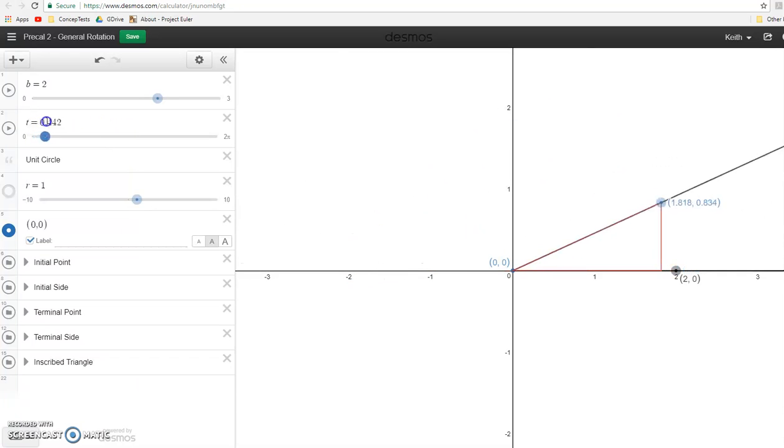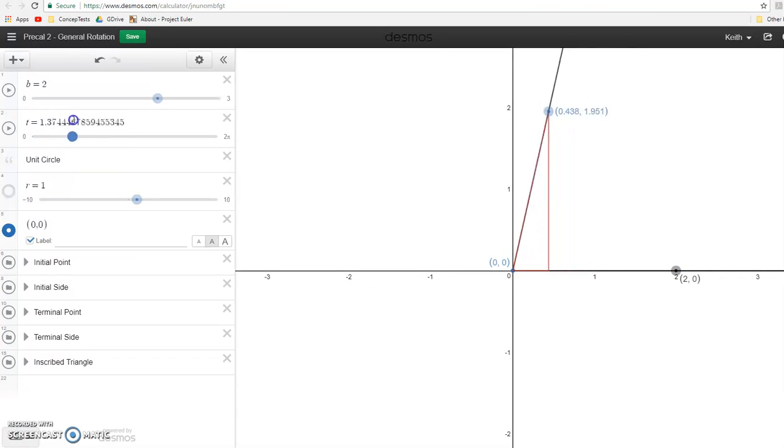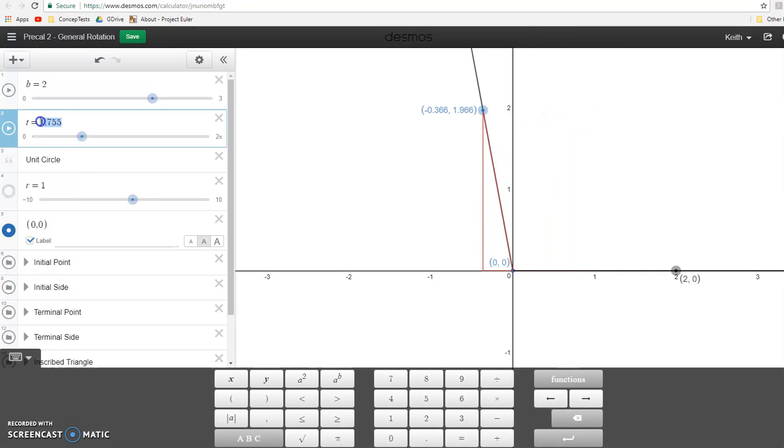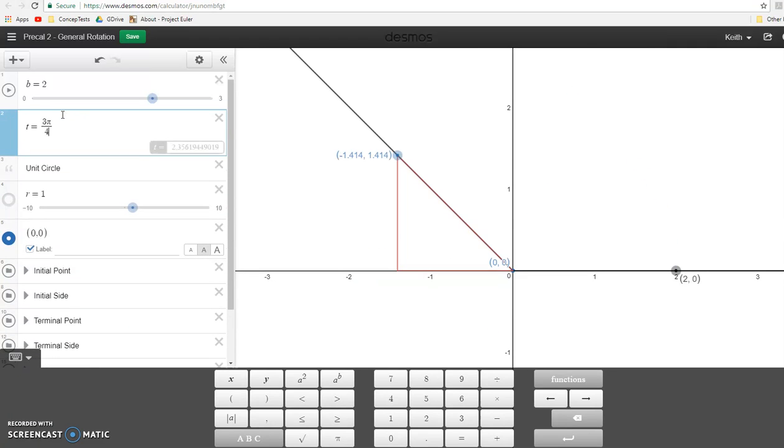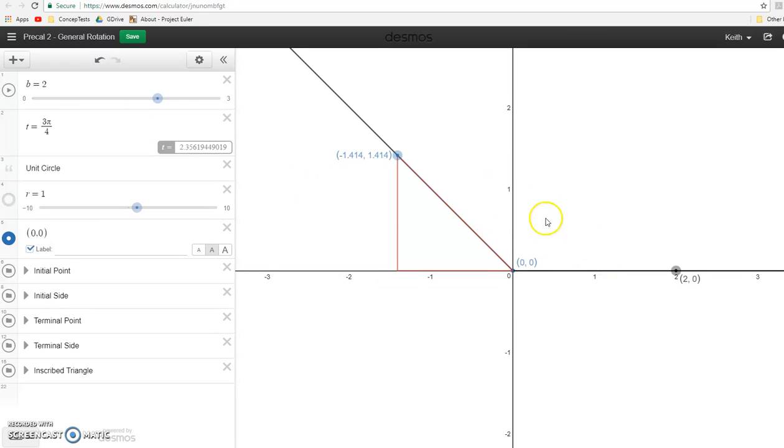Otherwise, never. But as we're going around, we are going to end up somewhere. So let's say we're going to rotate by 135 degrees clockwise. 135 degrees in radians is 3 pi over 4. So there I am. This angle here from start to finish, from initial side to terminal side, is 135 degrees. So from here to here, I go 135 degrees.